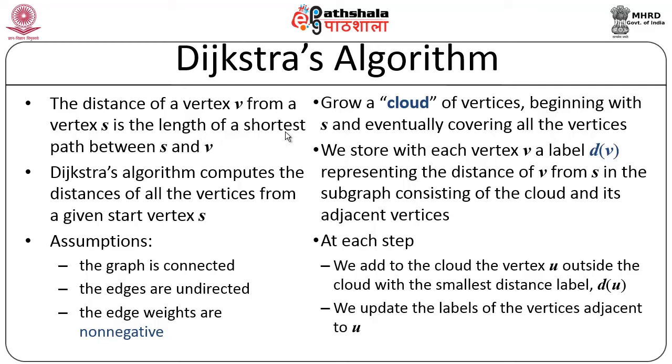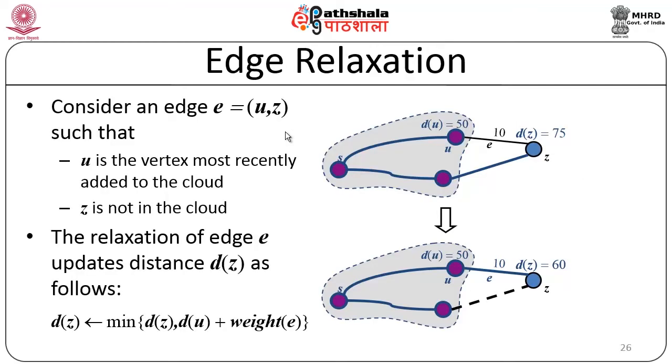At each step, we add to the cloud the vertex U outside the cloud with the smallest distance label. We update the labels of the vertices adjacent to that U that you have now added to the cloud. So, this is edge relaxation. Now, consider an edge e, which is UZ, an edge connecting U and Z, where U is the vertex most recently added to the cloud. Now, Z is not in the cloud. The relaxation of edge e updates the distance d of Z as follows.